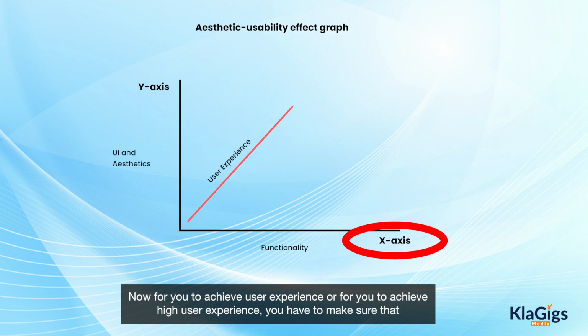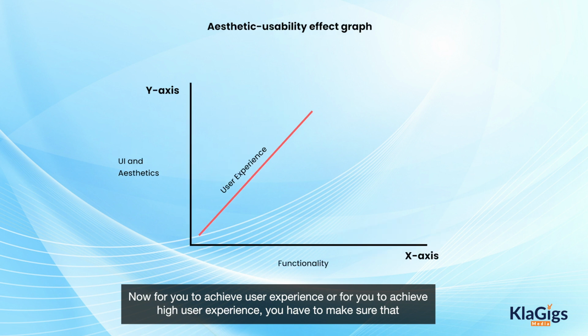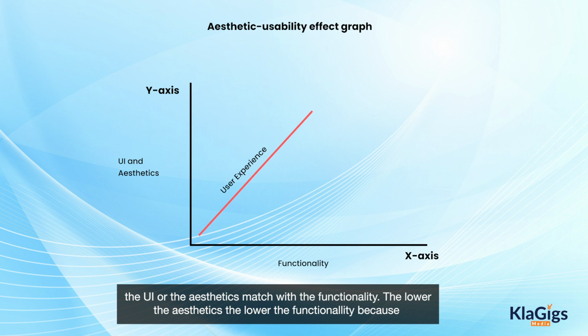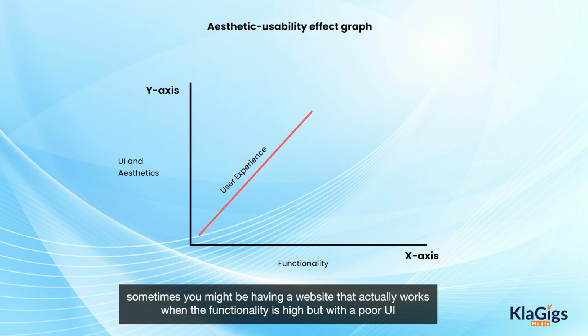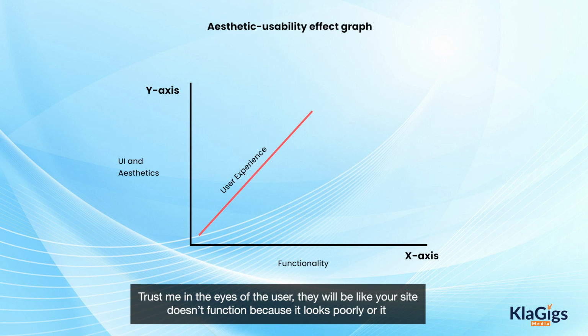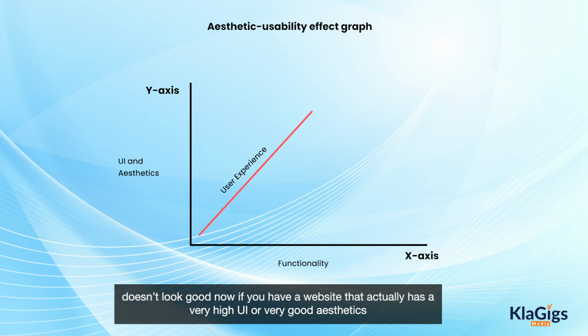Now, for you to achieve higher user experience, you have to make sure that the UI or the aesthetics match with the functionality. The lower the aesthetics, the lower the functionality, because sometimes you might have a website that actually works when the functionality is high, but with a poor UI. Trust me, in the eyes of the user, they will be like, your site doesn't function because it looks poorly or it doesn't look good.